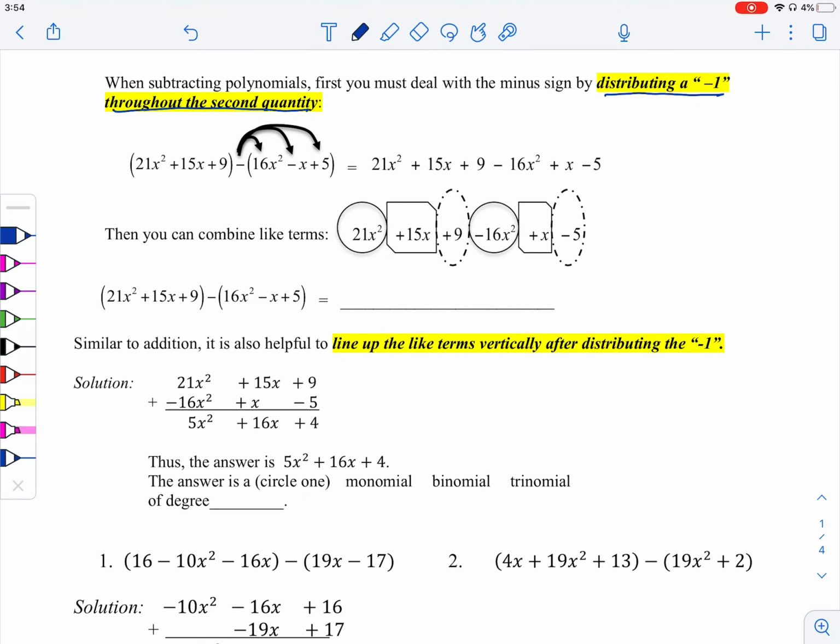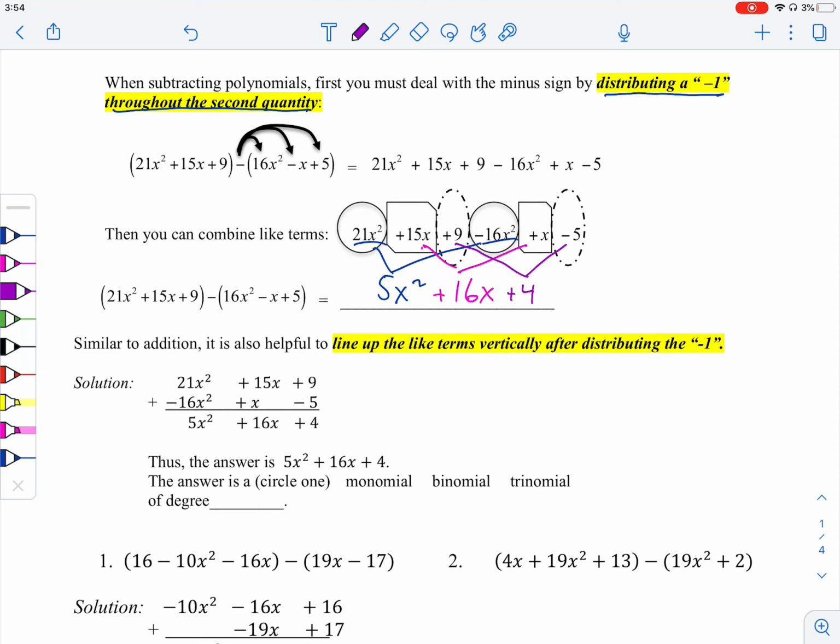Same as we did last time: 21x squared minus 16x squared is 5x squared. Then you go to your x's, so 15x plus x gives us 16x. And then we keep going, 9 and negative 5 gives us positive 4. So we can write 5x squared plus 16x plus 4.